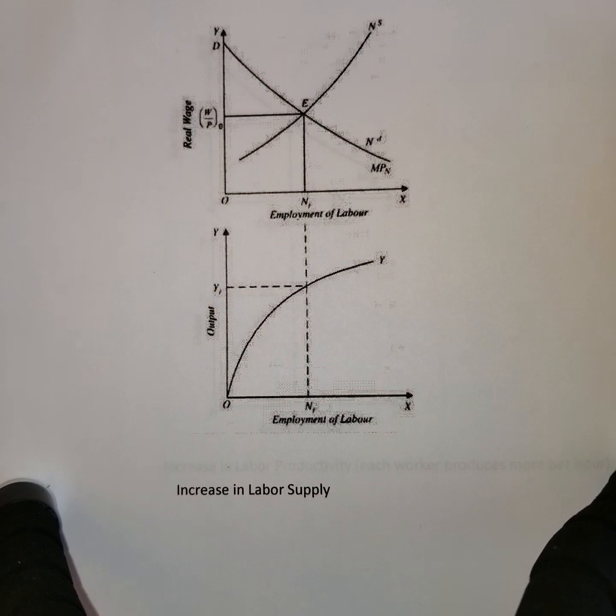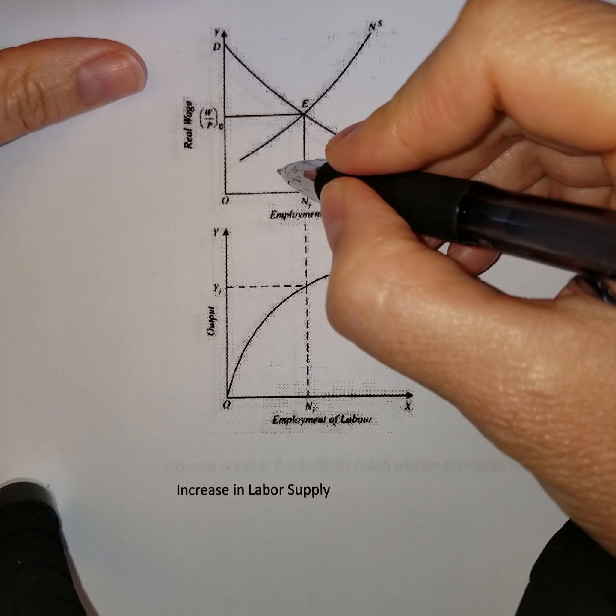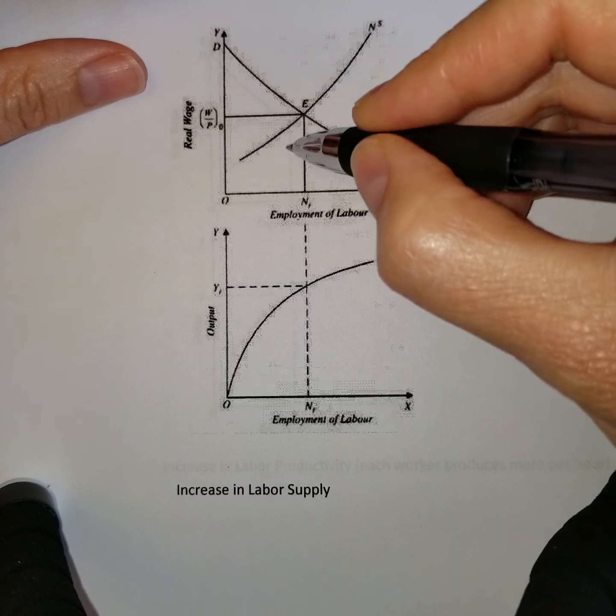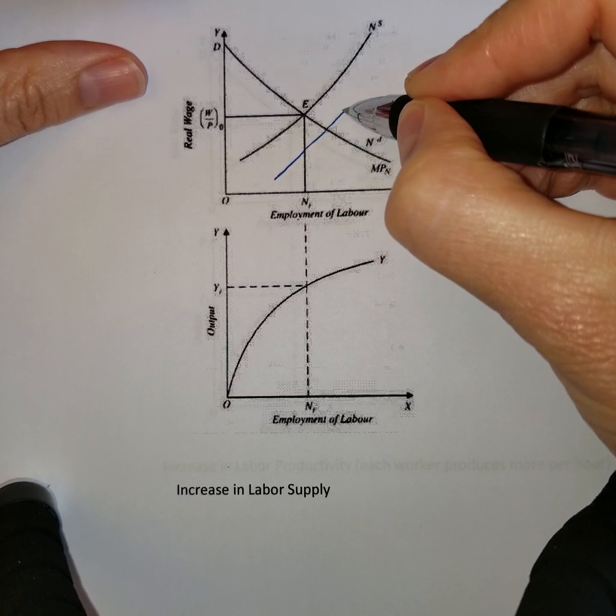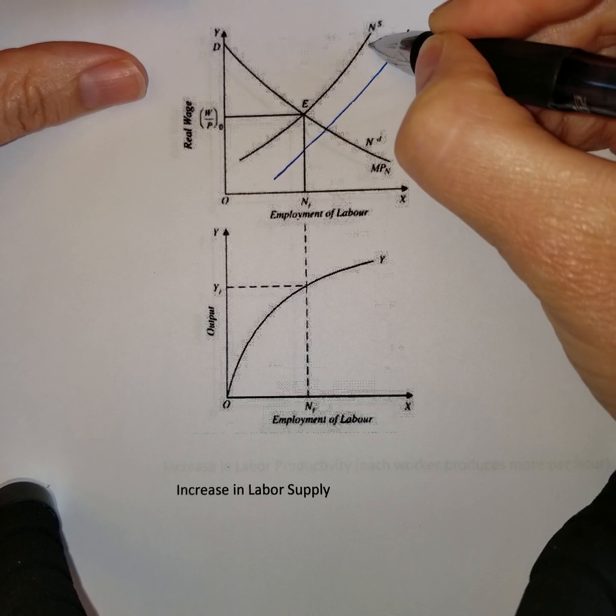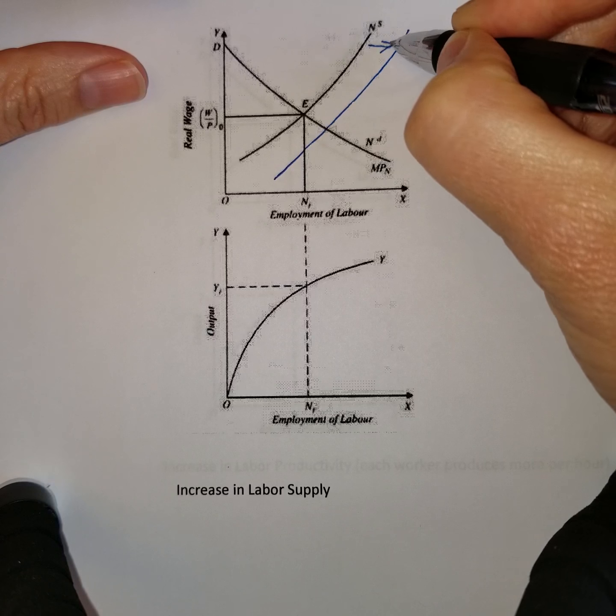Now let's say we have something that increases our quantity of labor available. Let's say we have more population, or let's say people are working more hours per person. So what that's going to do is, remember, this is our supply of labor, it's going to increase our supply of labor. Okay, so that's going to shift to the right.